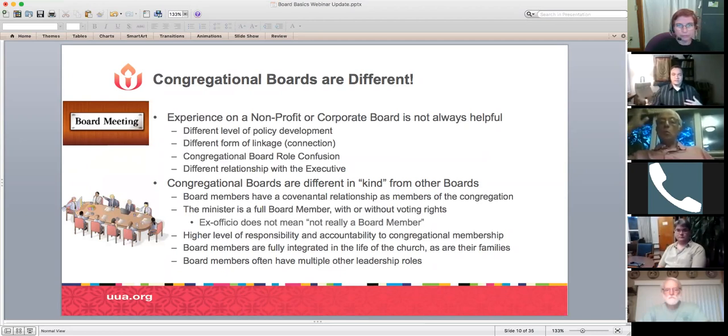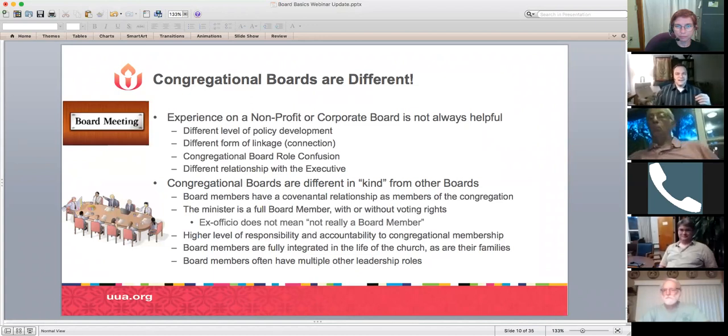Congregational boards, I think, are also different in kind, in that board members have a covenantal relationship as members of the congregation. Now, covenant is one of those words that ministers sometimes throw out there. Somebody once told me they thought covenant meant the name of any agreement we make at church. But covenant is really the kind of relationship that you've invested some of your deepest self in, some of your identity, some of that which makes you you. It's the kind of relationship that doesn't just make you angry if the covenant is broken. It hurts because you've really invested some of yourself into it.